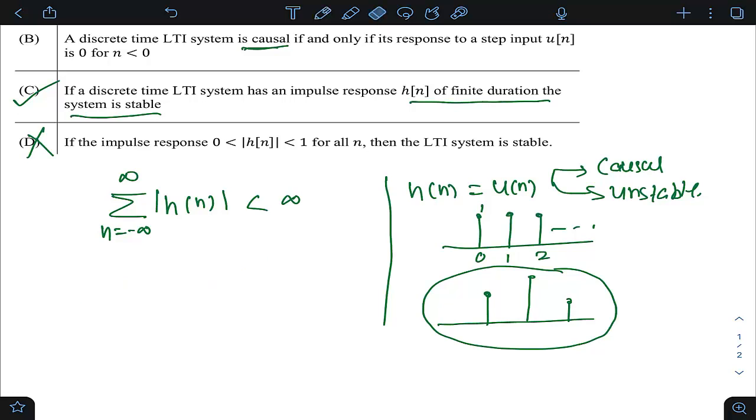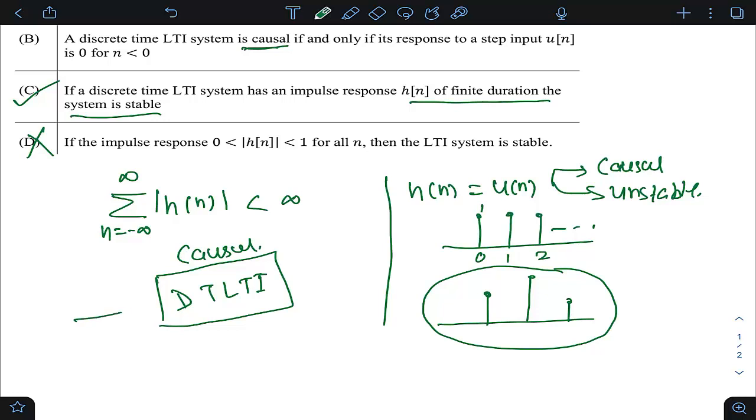Now the point is this. Suppose this is your discrete time LTI system. And we are interested in whether this system is causal. We need this system to be causal. And they are saying that the input is a step input, that is, the system is causal if the response to a unit step input u of n, this y of n, is 0 for n less than 0.